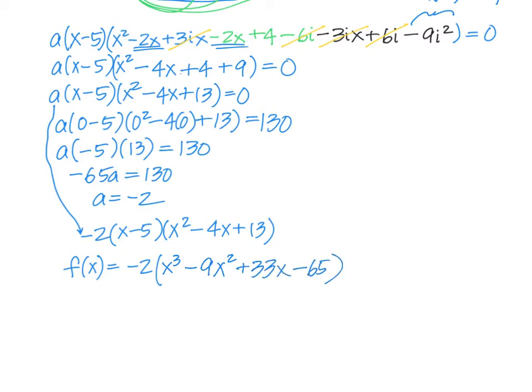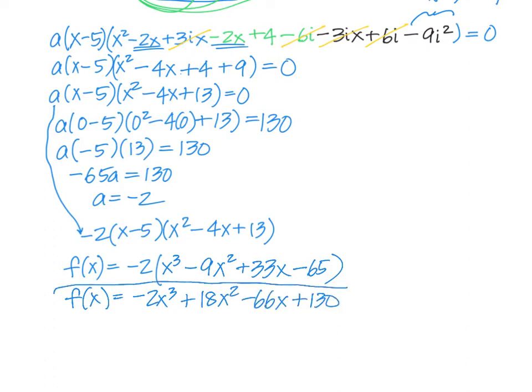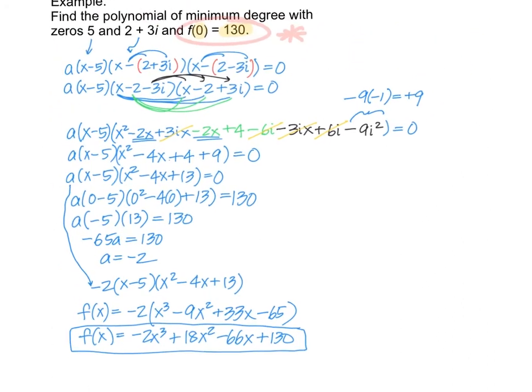Now I'm going to distribute the negative 2 in, and I get negative 2x cubed plus 18x squared minus 66x plus 130. And this is my polynomial function. So let's take a look at this whole problem as a whole.